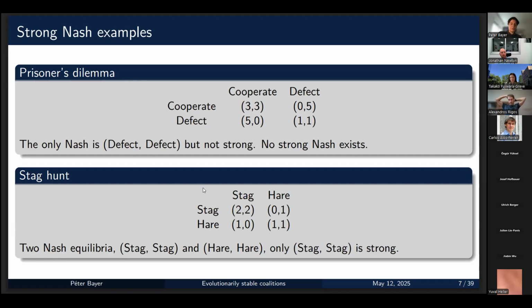Here's a game where a strong Nash exists. This is the classic stag hunt game that we all know. Hare and stag are the Nash equilibria. But hare is not strong because we can just both agree to hunt stag, and there is no way out of stag, individual or coalitional.